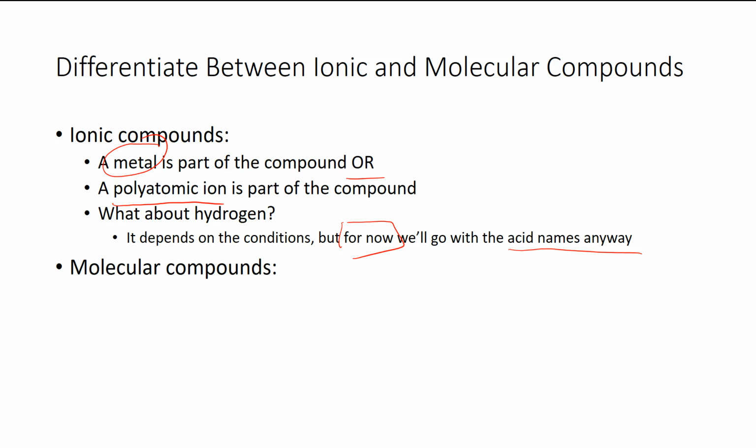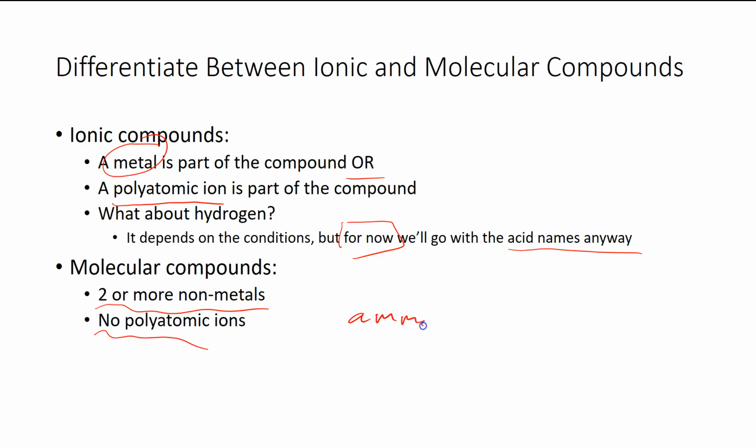Hey, molecular compounds. How are those different? First of all, molecular compounds are two or more nonmetals. So again, if you see a metal, you know it's ionic. If there's no metal present, that means it might be molecular. Now, there also cannot be any polyatomic ions present. So no metals and no polyatomic ions. So let me make an example. Let's say I have ammonium nitrate.